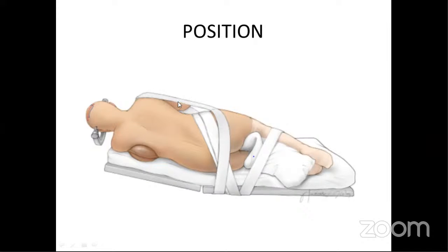You put an adhesive tape or a belt on the shoulder that is above, and you retract it posteriorly, creating room here so that you can adjust your microscope easily while doing the dissection.